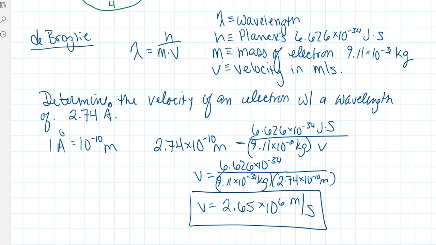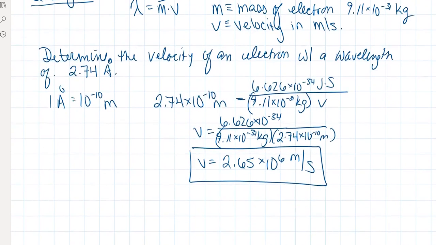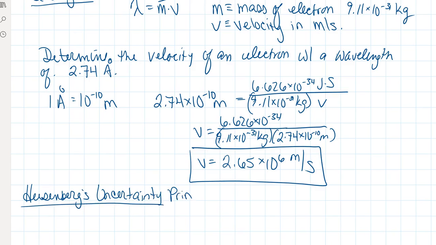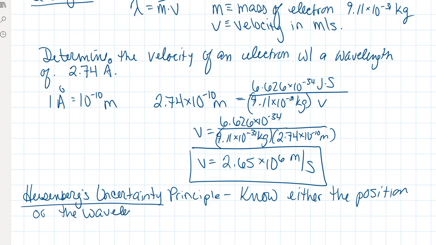However, there was then a disagreement that came up. When we took a look at these, Heisenberg ended up saying, okay, we can either know the position or its velocity. And so Heisenberg's uncertainty principle put a little bit of a limit on our understanding of the quantum mechanical model. And he said you can know either the position or the wavelength, but you can't know both.